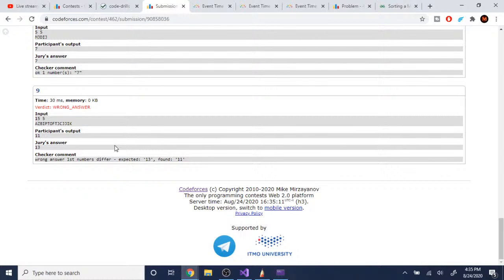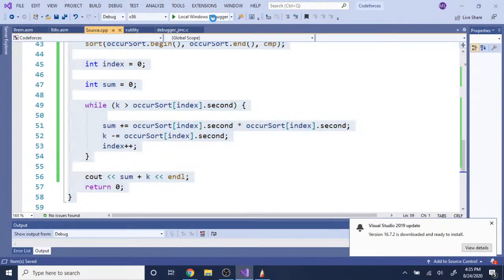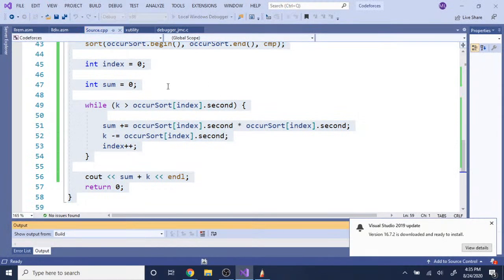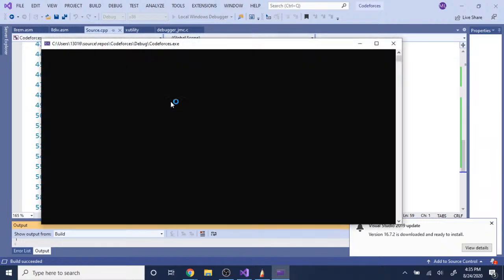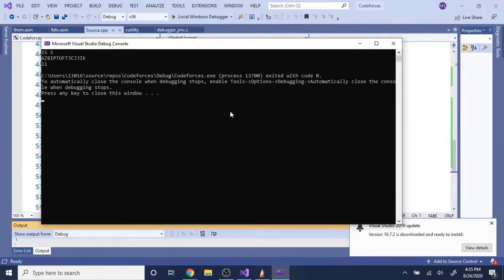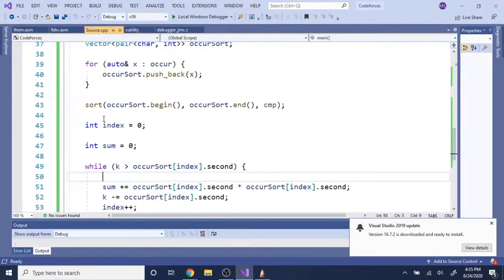Okay, so what's the problem? What was the problem? Expected 13, found 11. 15, 9, 5, this here. Let's look at this. Expected 13, found 11. Okay. Why is it 11? That's a big question.